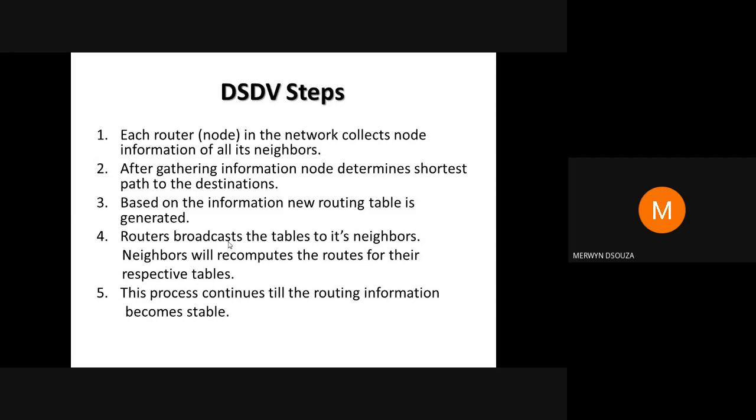Okay, so till the updating information becomes more stable, the changes become less frequent. So till then you keep exchanging the tables between the neighbors. At the end, each node will have the shortest path to the destination.